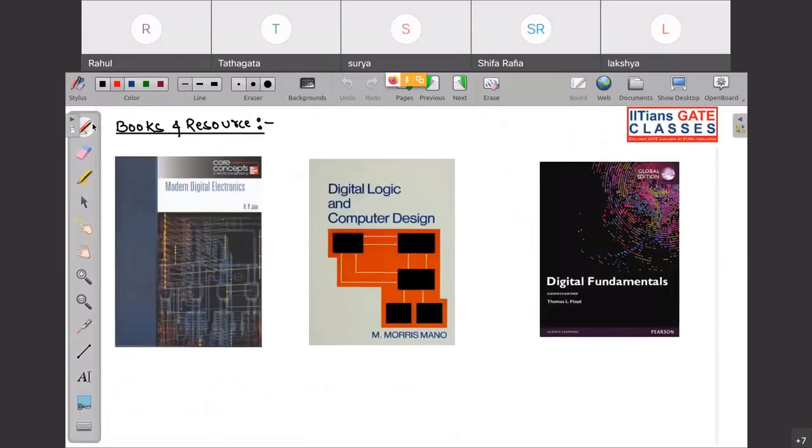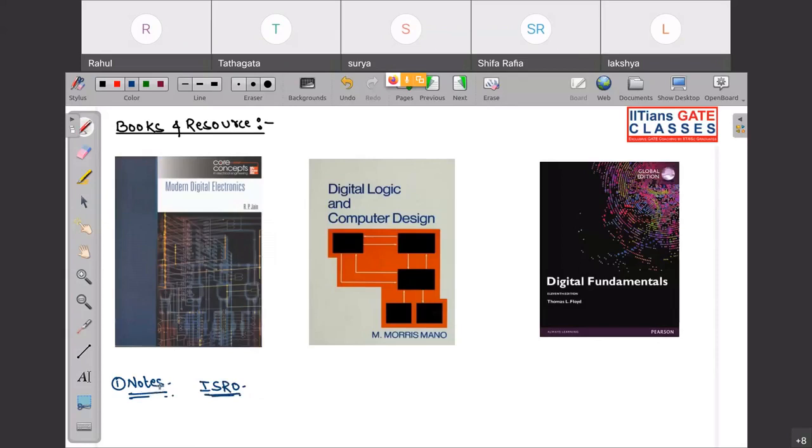So now talking about books and resources. My main emphasis while I am taking a subject is my notes. Why my notes? Because the notes that I make are actually the gist of different books. I collect notes from books and from different questions also, GATE previous year questions or even ISRO questions, which have very good conceptual questions also. So I collect this information from different sources and compile them for you guys, then I teach you.